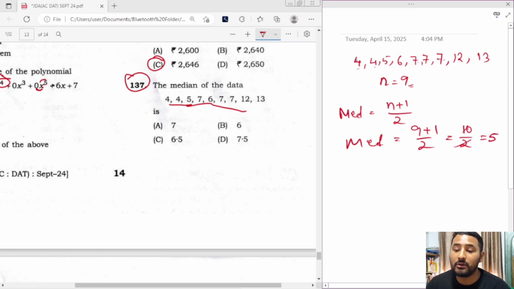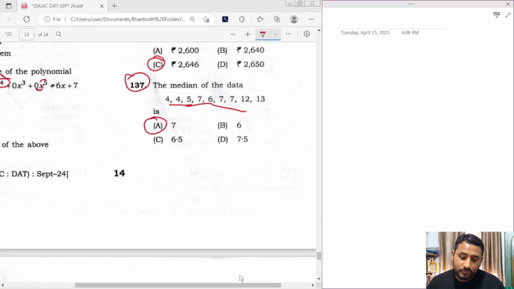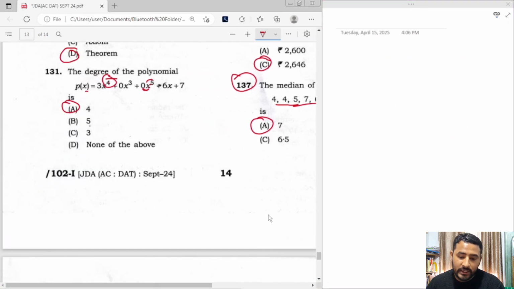So once you have arranged the numbers, you should count. Start counting 1 2 3 4 5. We stop at 5. So whatever number is in the 5th position will be our answer. Don't be confused with this one. Let's go to the next question, question number 138.